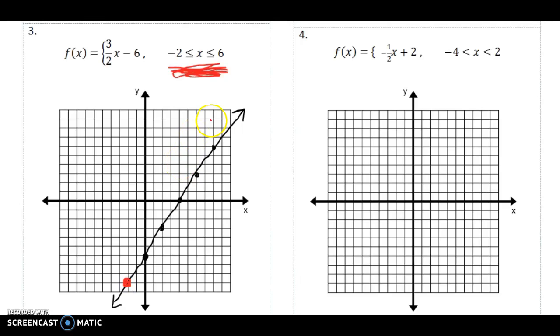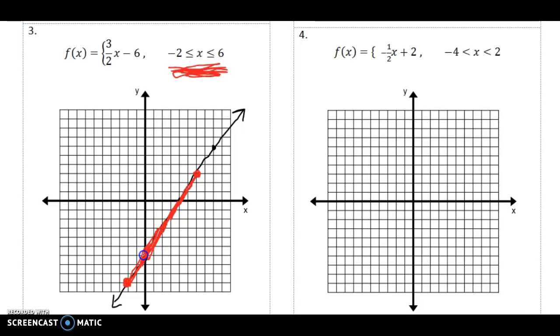Now it looks like I also have something happening at 6. So let's go ahead and find that point. On our x-axis, we'll go over 1, 2, 3, 4, 5, 6. And I have to move up to get to my graph, so I'll put my dot there. Now if you look at your domain, it looks like your x is between -2 and 6, which means I want the part of the graph that's between -2 and 6. So I'll go ahead and just kind of shade in that area there.